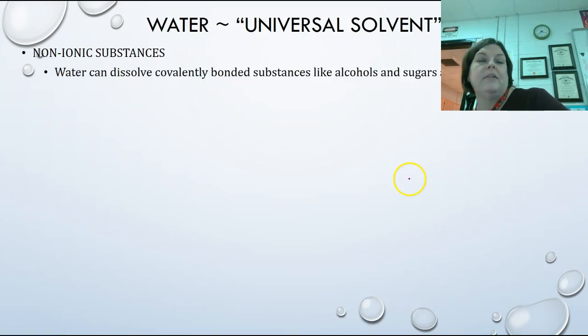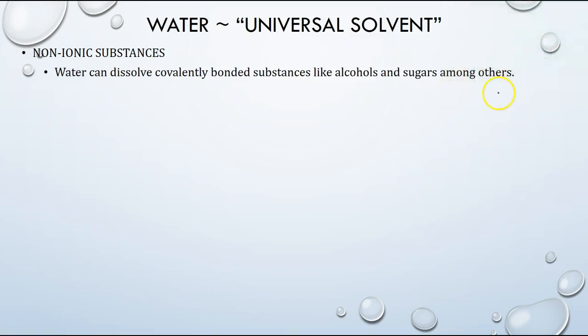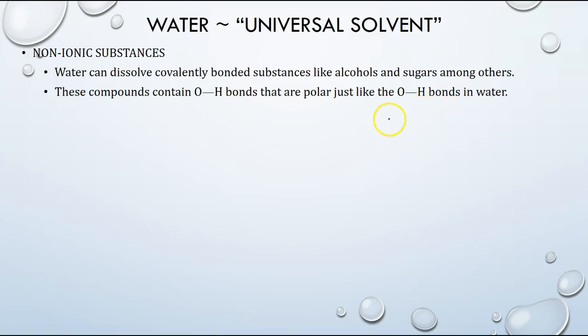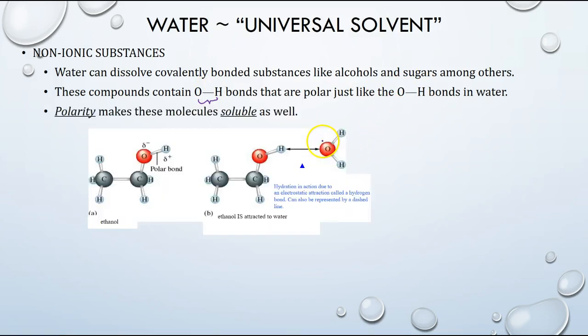So non-ionic substances don't do that. Water can still dissolve them, and I have to turn my picture off here because I'm in the way. Water can still dissolve them as long as they have something similar to water. And these compounds are very similar because they also contain OH bonds, and we've learned that OH bonds are polar. Now, in the case of alcohols and sugars, these OH bonds are not as polar as they are in water, but they're still polar. So polarity makes these molecules soluble in water as well.